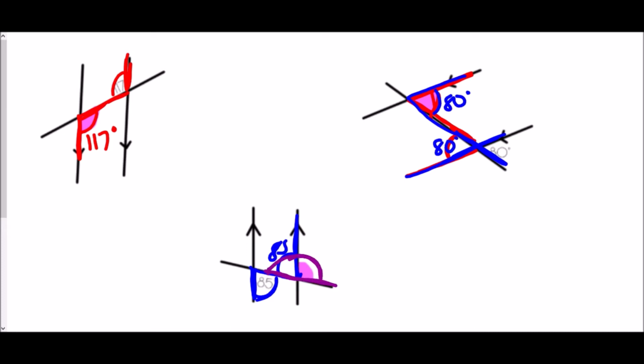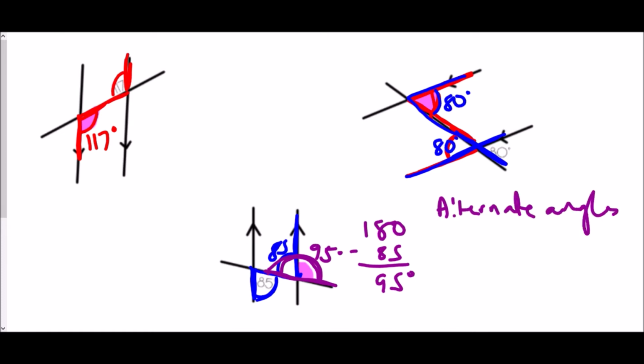And therefore these two angles must make 180, and so I've got 180 take away 85, which is 95 degrees. The angle we were looking for is 95, and again in this case we would have to state our rules: that alternate angles are equal and angles on a straight line add up to 180.